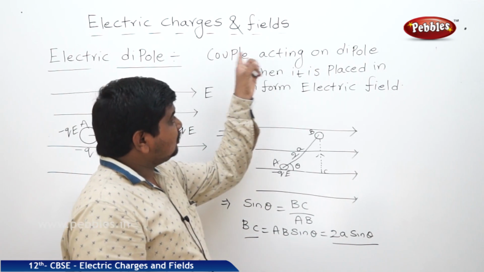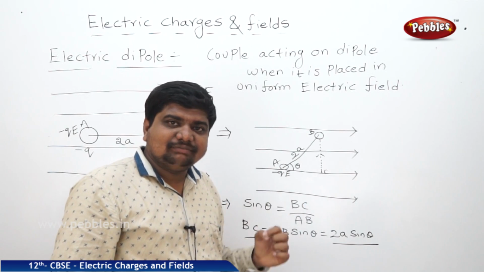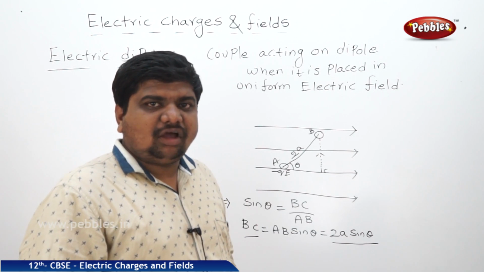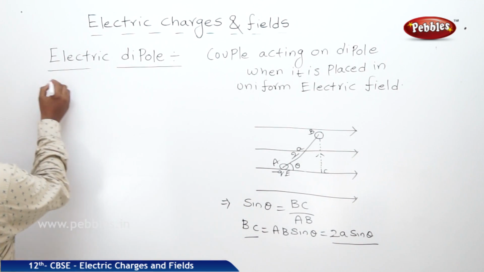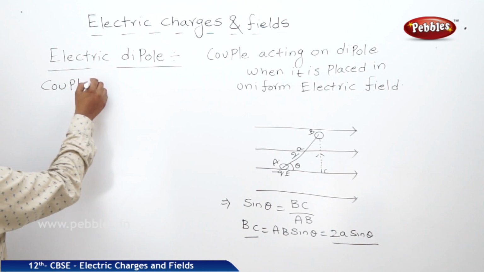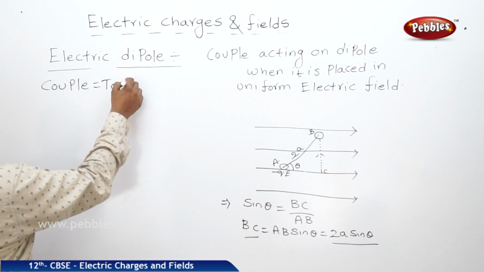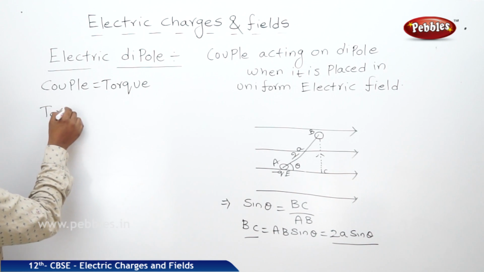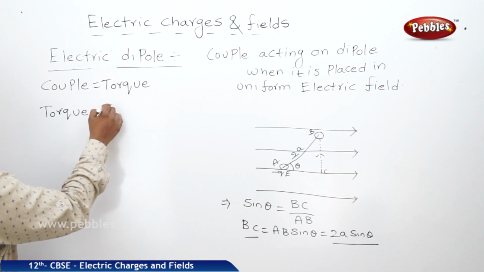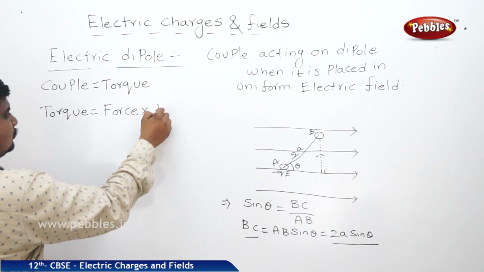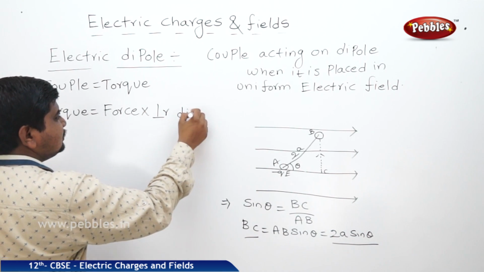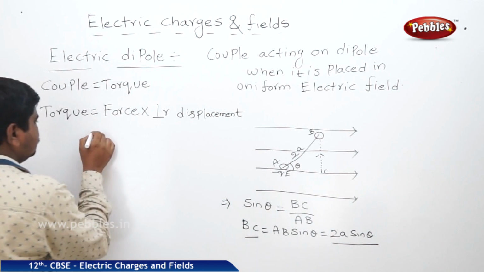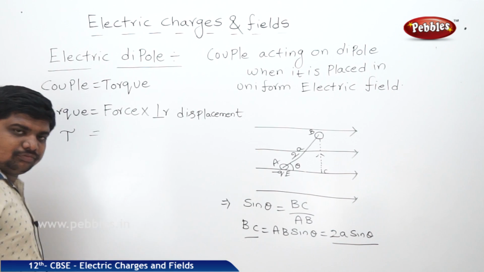Now we are going to discuss the couple acting on the dipole. Couple is nothing but the torque experienced by the dipole. Couple is equal to torque. What is the definition of torque? Force into perpendicular displacement. The symbol of torque is like this, tau.